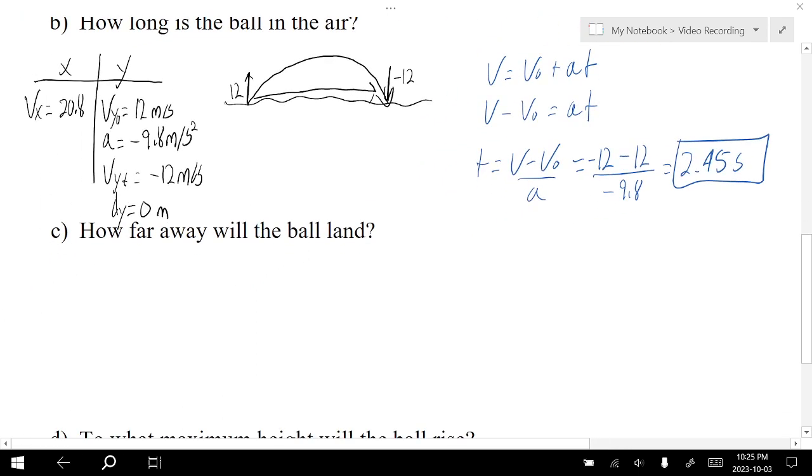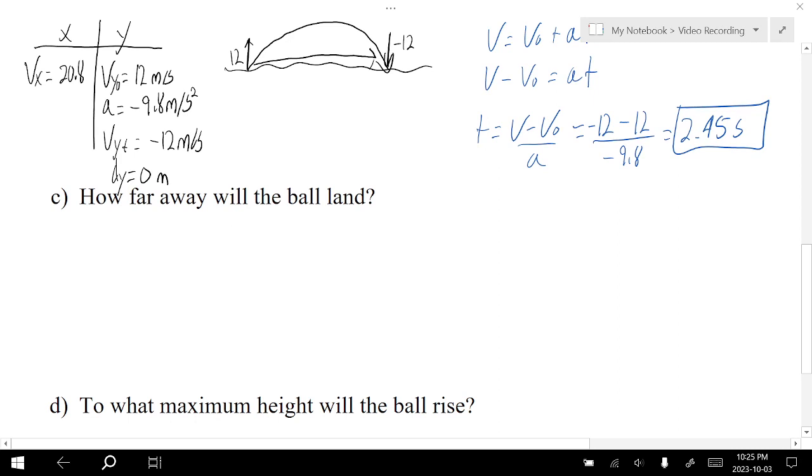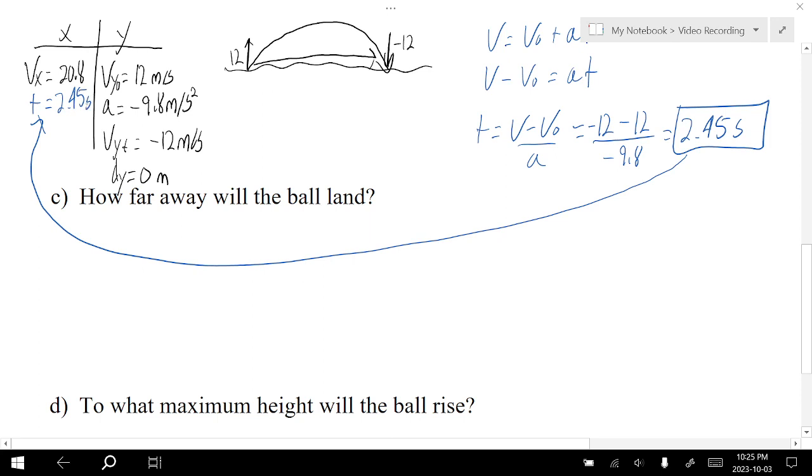Part C here says, how far away will the ball land? Well, looking at my table, I can bring the time to the x side here. Time can go in x and y, because it is a scalar. It doesn't mind if it goes from x to y. Nothing else can go from x to y. Velocity, acceleration, displacement must stay separate, but time can go on both sides.